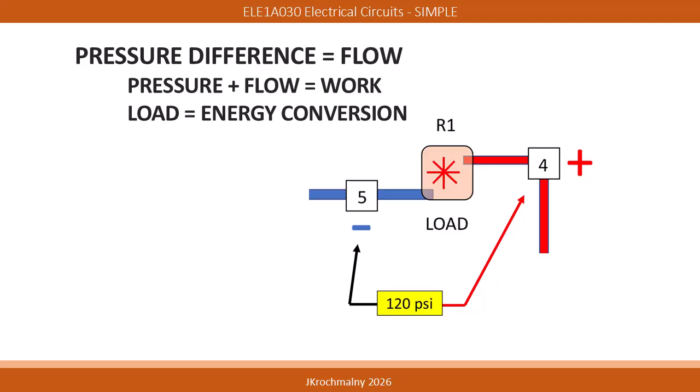Water flow under 120 psi pressure is presented to the load shown as a paddle wheel and causes rotational mechanical torque. Pressure at terminal 4 is measured at 120 psi, while the pressure at terminal 5 is measured at 0. In this graphic, energy is converted from fluid power into the rotational mechanical torque.